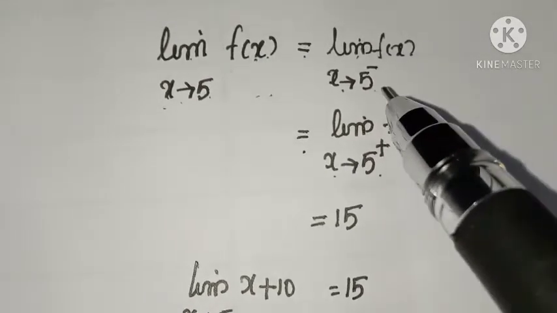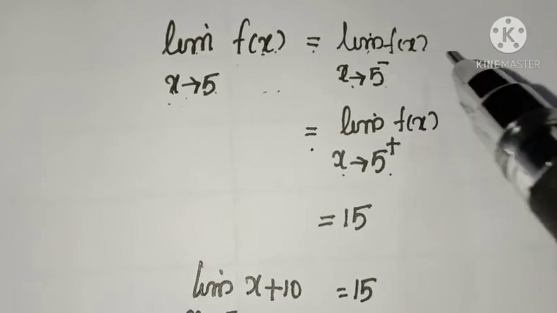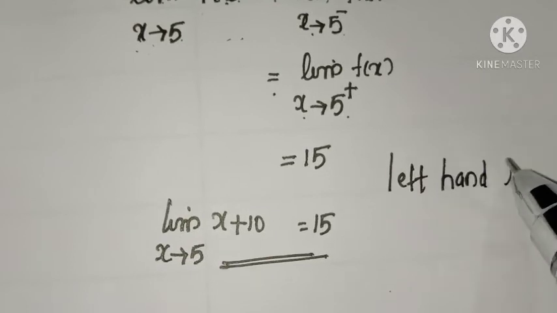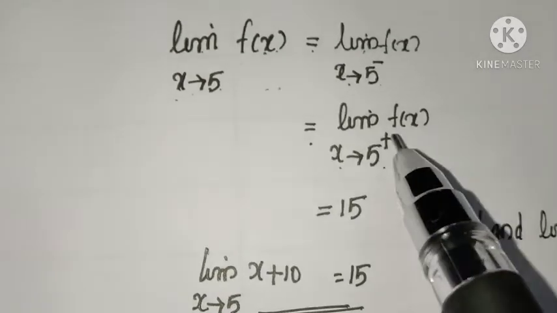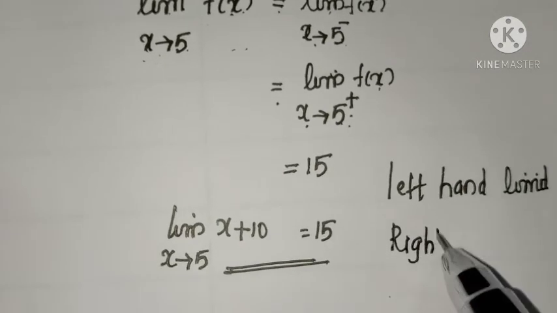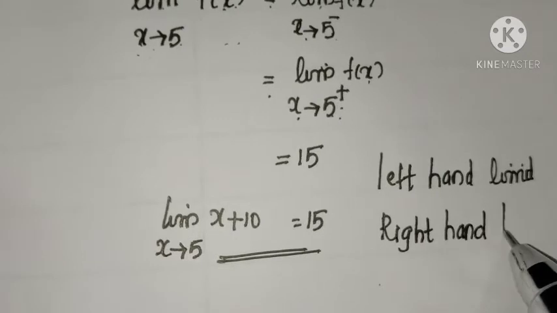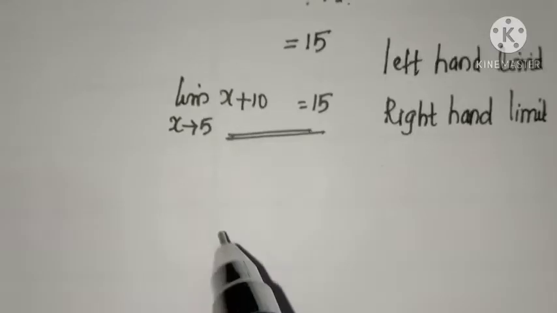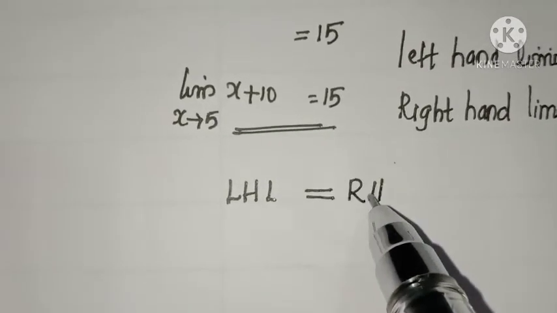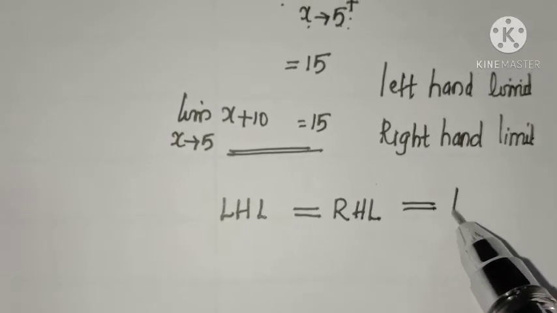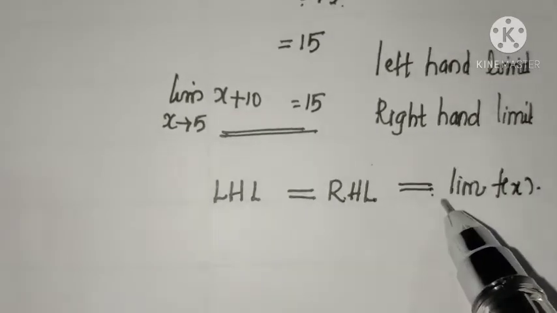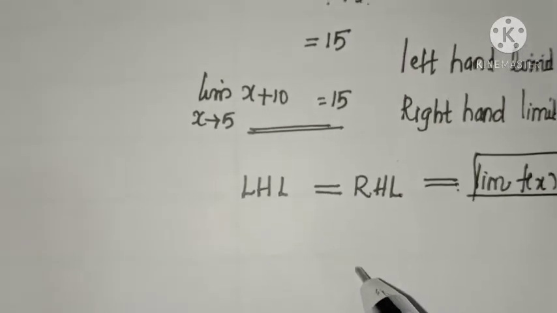Okay. Now listen, this limit x tends to 5 minus is known as the left hand limit. Now limit x tends to 5 plus f of x is known as the right hand limit. So we can say the limit of a function exists only if its left hand limit and right hand limit are equal to the limit of the function f of x. If these three limits are equal, then the limit of the function exists.